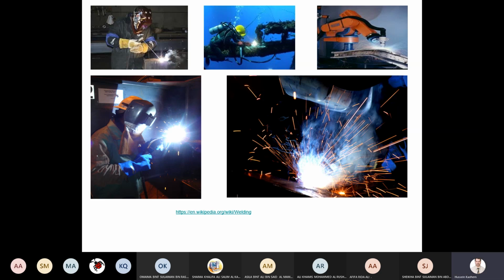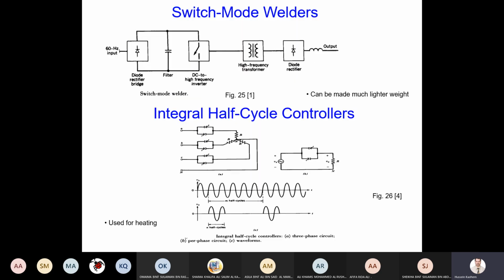These are different types of welding. I think you already saw this somewhere, either outside. I mean, it is clear, it is working as a short circuit, and the power electronic converter is the main part of this process.